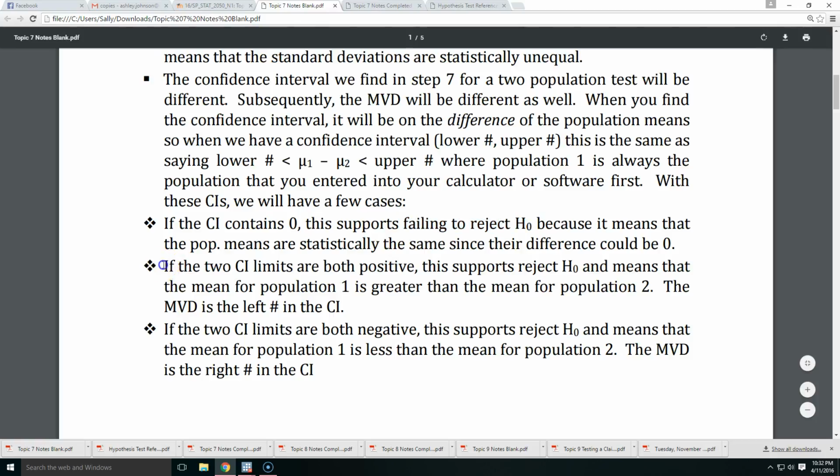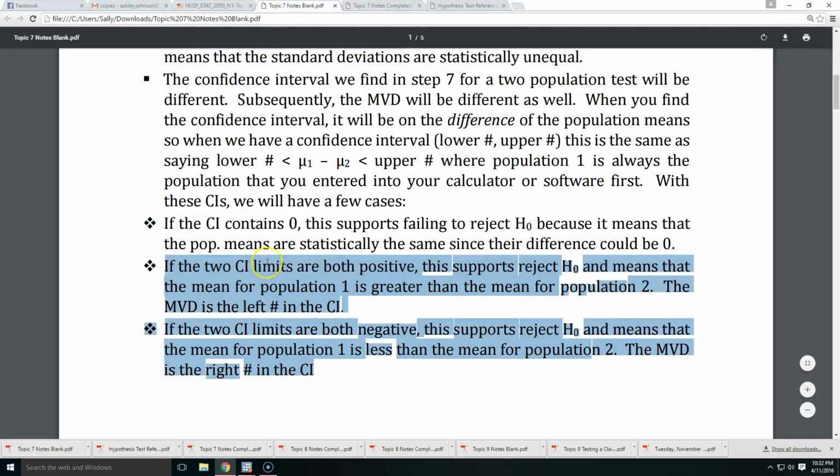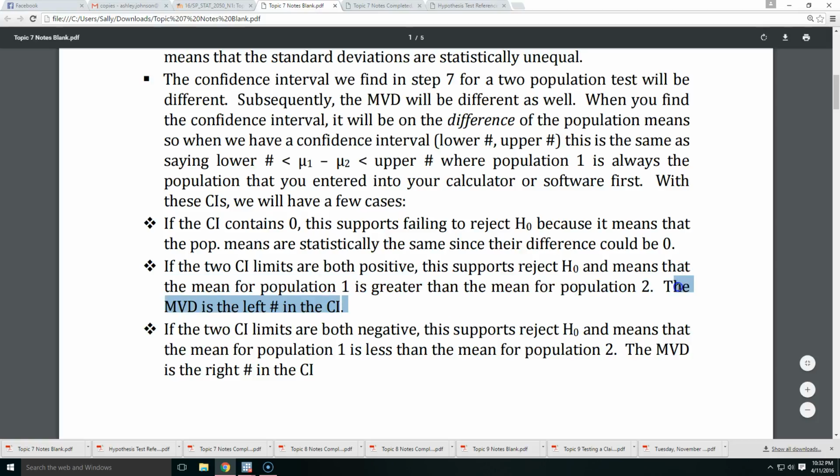The other 2 cases are if the confidence interval limits are both positive. This is supporting rejecting H0 because we don't have 0 inside there. There's not a sign change. And that means that the mean for population 1, whichever one you've entered first, is always greater than the mean for population 2. The confidence interval is going to be the left number, but I don't like relying on this statement, but it is always true.